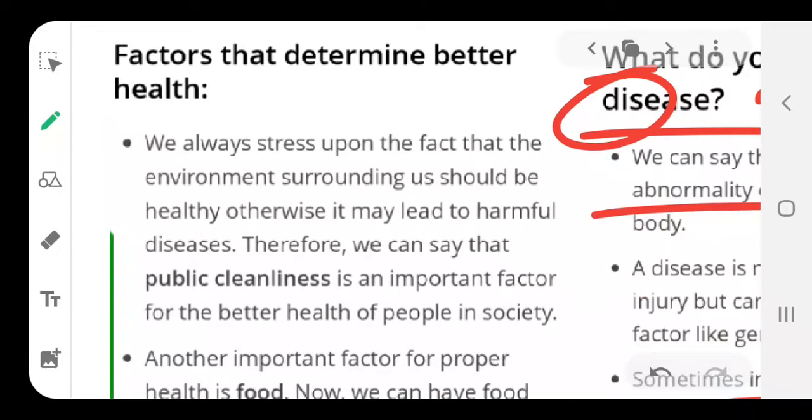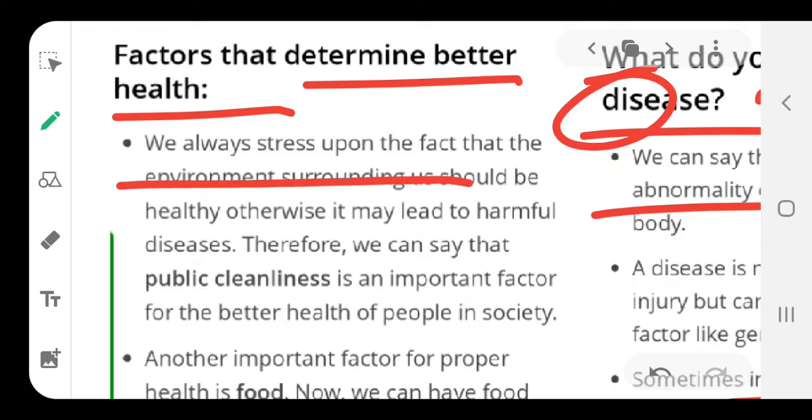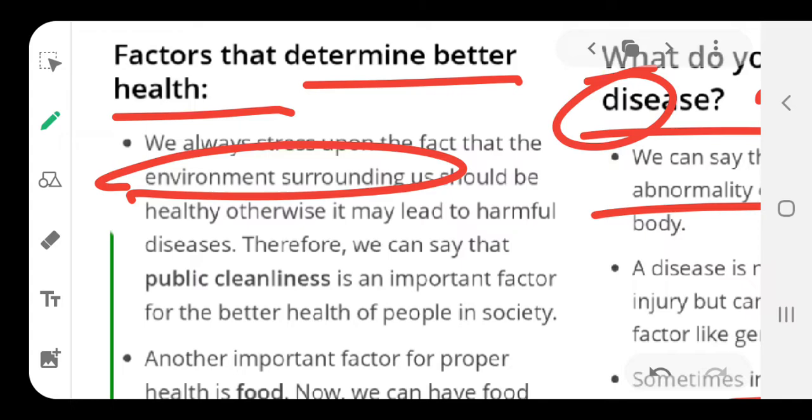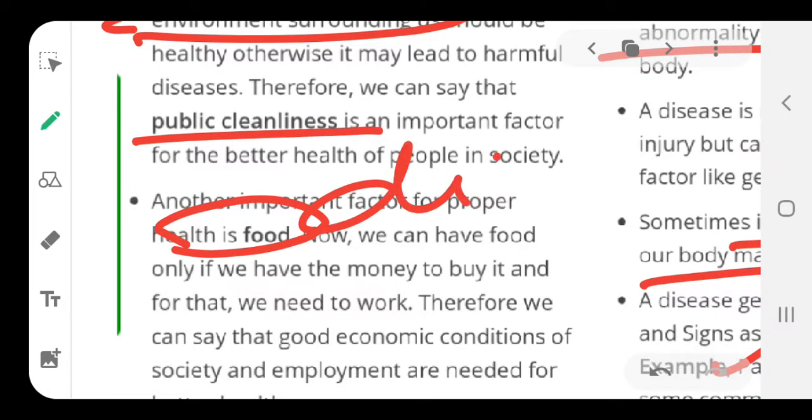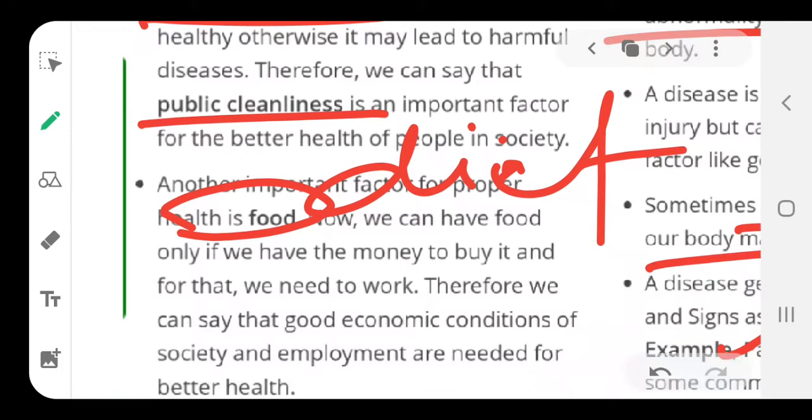Then the question is, what are the factors that determine whether you are healthy or not? What are the factors that determine our health in particular? Number one, of course, is the surrounding we live in. Surroundings play a massive role in our health, that is, the public cleanliness. Then, as I have told you, the food or the diet that we consume daily, and then our economic and social status also gives you a great aspect for health.